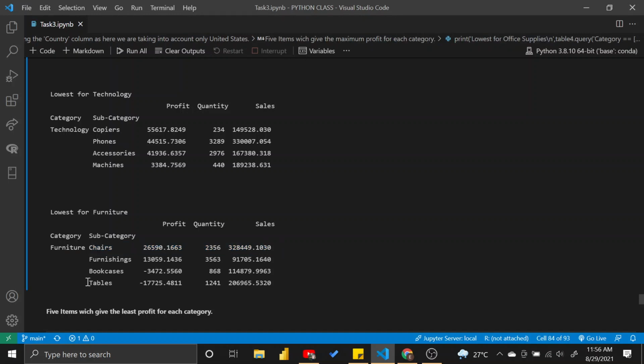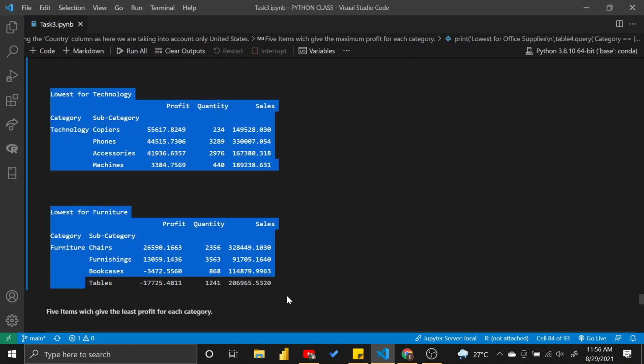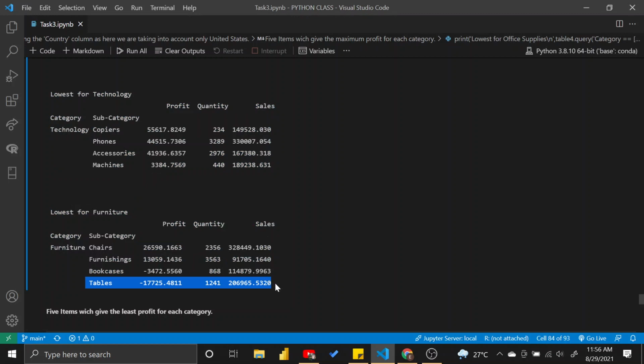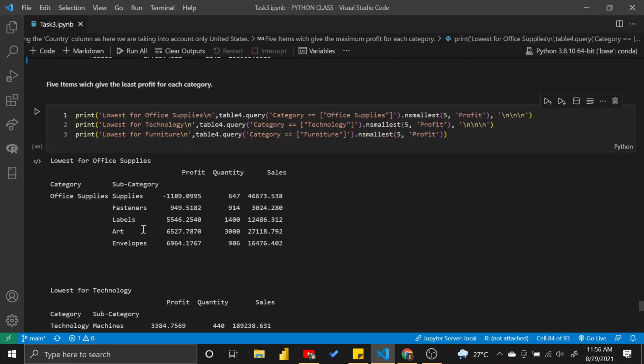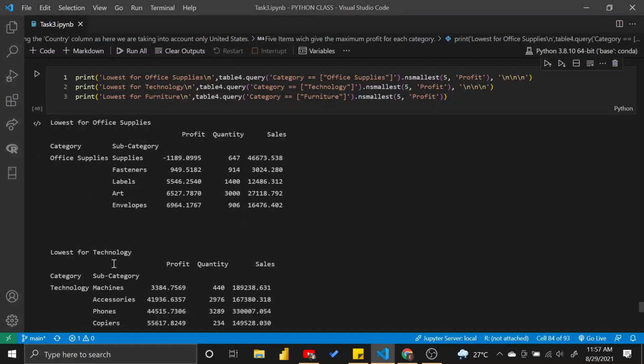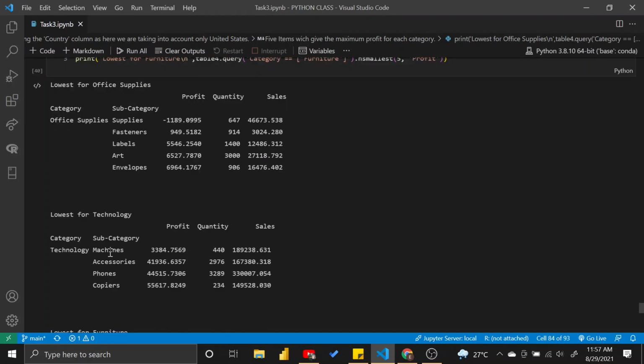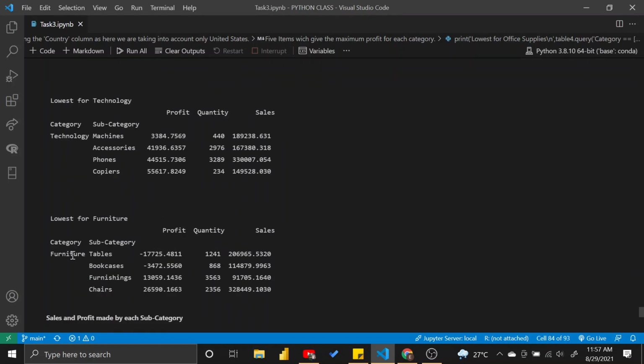But tables are bringing in less profit. It's third in line for the quantity, and its sales are actually nice here. Now let's see the five items which give least profit. So that's for office supplies, we have supplies, fasteners, labels, art, envelopes, and so on. For technology, we have machines, accessories, phones, copiers, and for furnitures, we have tables, bookcases. So we know that tables are giving us less profit.